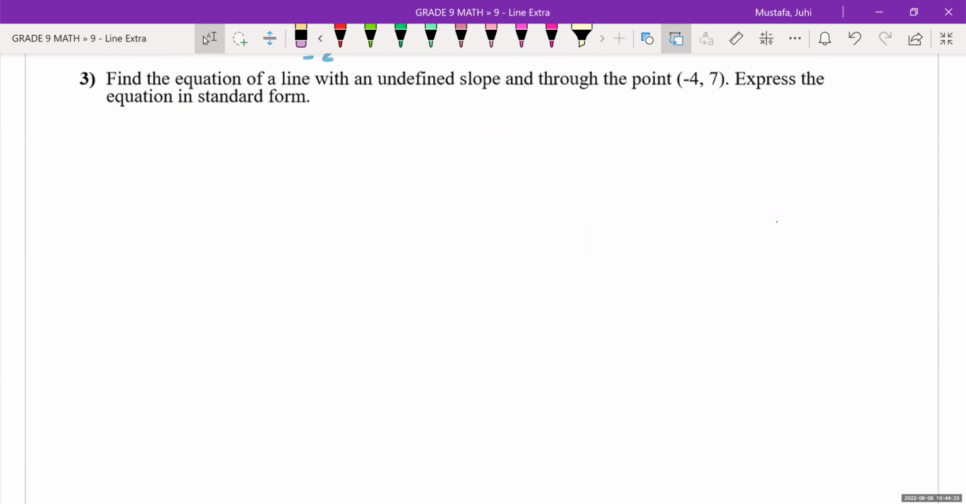The reason why I wanted to throw this in here, I know it doesn't really seem like the questions we've been doing, is because how do you put an undefined slope into this formula? y2 minus y1 is equal to m times x2 minus x1. How do you put an undefined slope into m? Can you do that? Is there a numerical value?